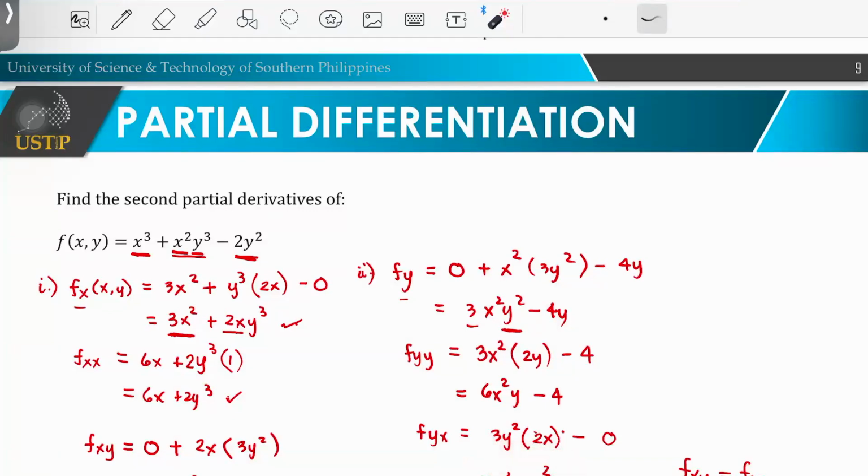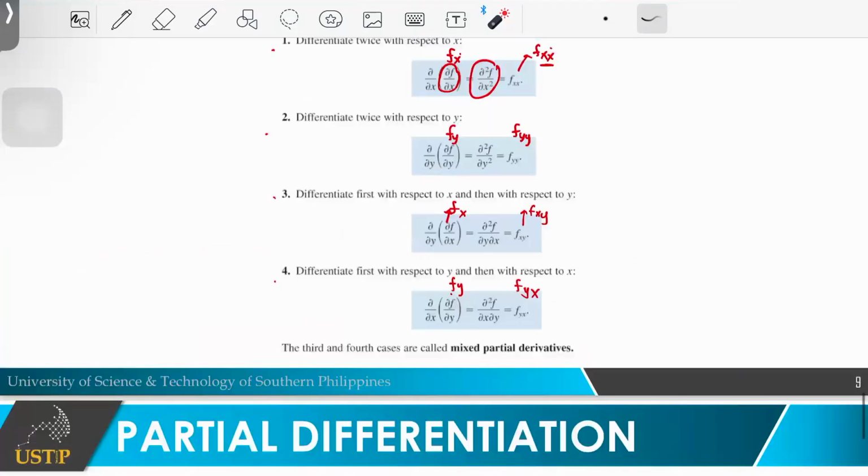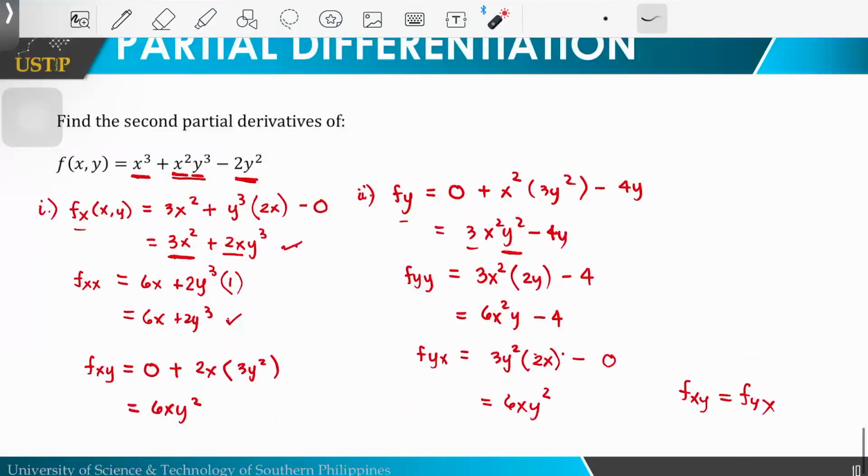Now, what have you noticed, class, about fxy and fyx? They are equal. Even with another function, you will get an equal expression for fxy and fyx. These are called mixed partial derivatives, and they are equal. So when finding a mixed partial derivative, whichever path you take, and because they are equal, either way you will get the same answer.